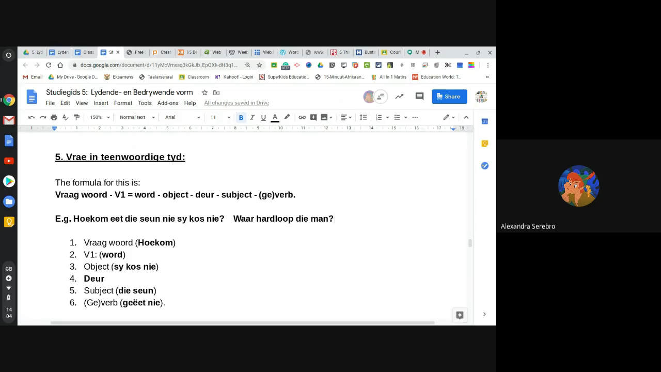I'm just looking here. Waar word? Ja. Do we have an object there? Luister, waar word? Is there an object? Die man. No. Oh no, there is no object. Sorry, there is no object.